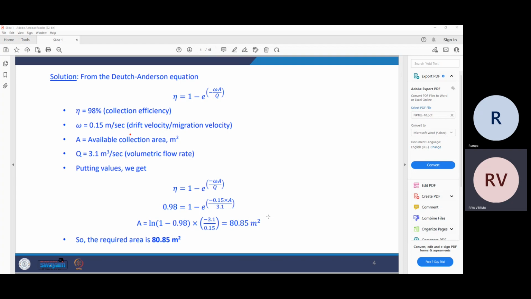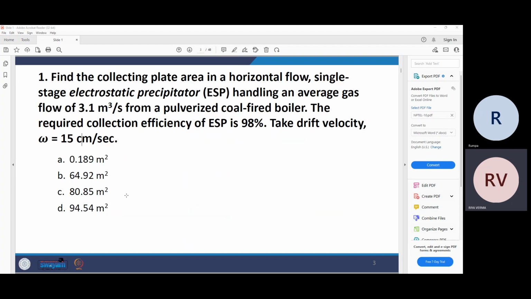So the answer will be 80.85 meters square. This value is 80.85 meters square. Okay.